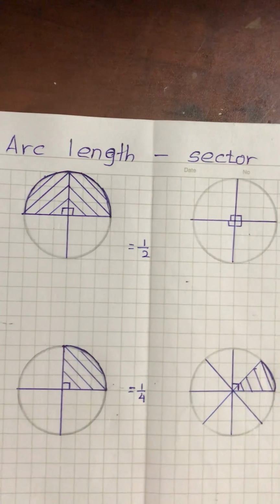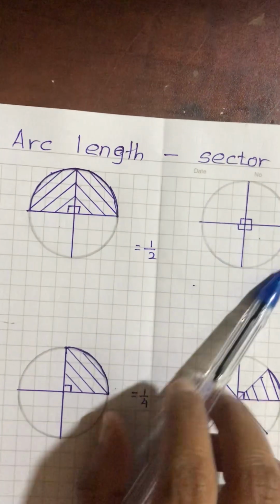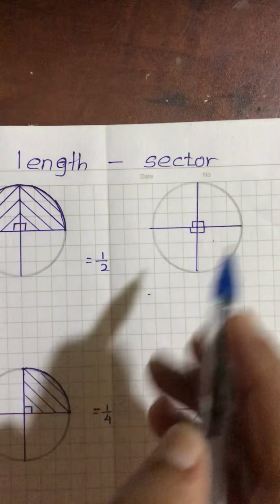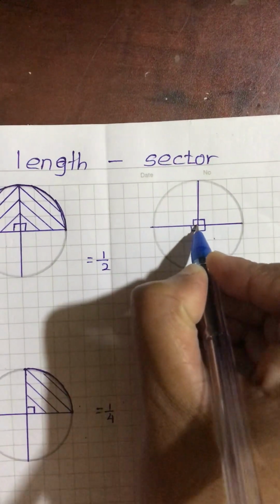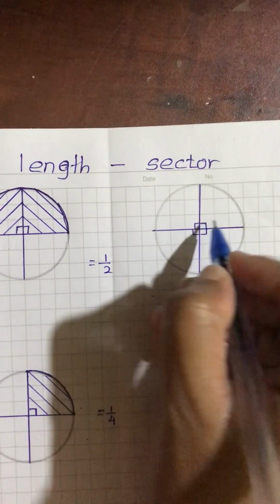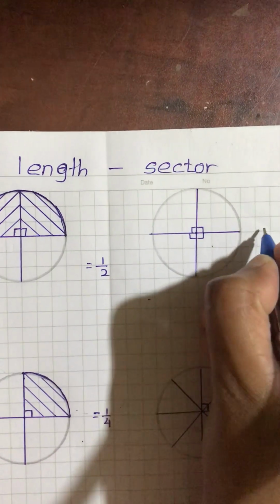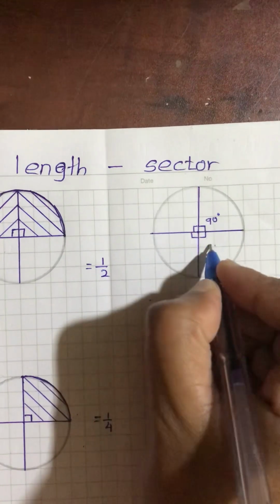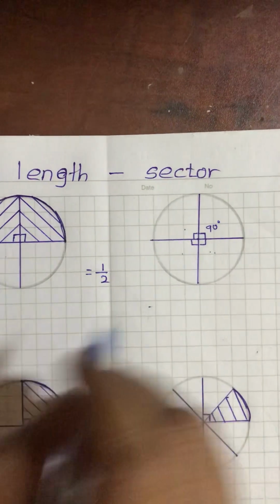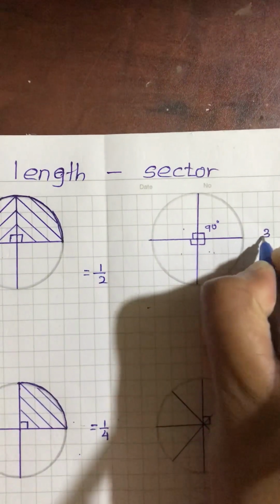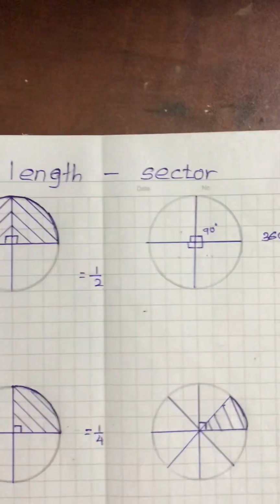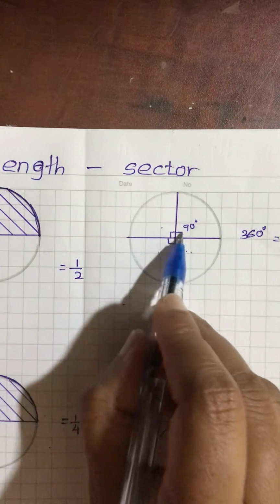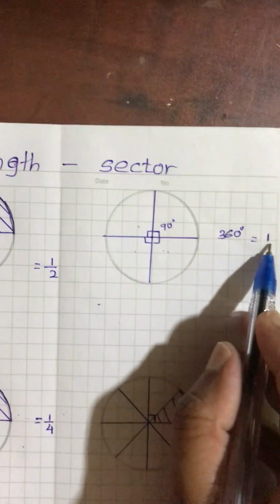Today in this lesson we are going to find the arc length of a sector of a circle. So first let's go through a circle. This is a circle, and the angle at the center of a circle is 360 degrees. This is 90 degrees, 90, 90, 90. 4 times 90 equals 360 degrees. So if the angle at the center is 360 degrees, that is a whole circle.